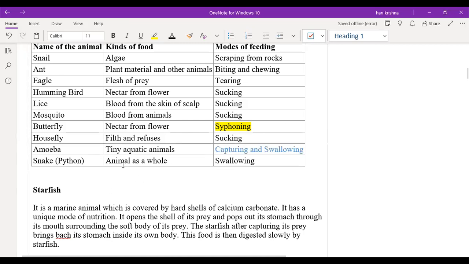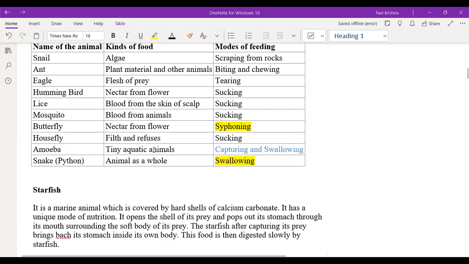The next one is a snake. How many of you have seen a python in the zoo? Sir, even me, sir, I saw. Okay, very good. Have you seen any time a video of a snake swallowing rats or animals? Yes, sir. You can go to YouTube and search how the python swallows an animal. Sir, I have seen a video where a python swallowed a baby calf.